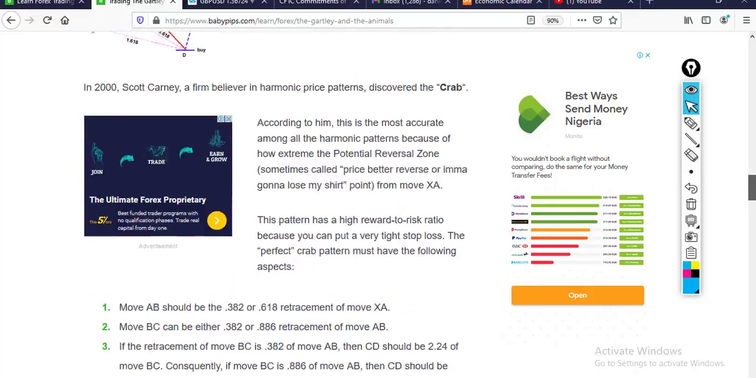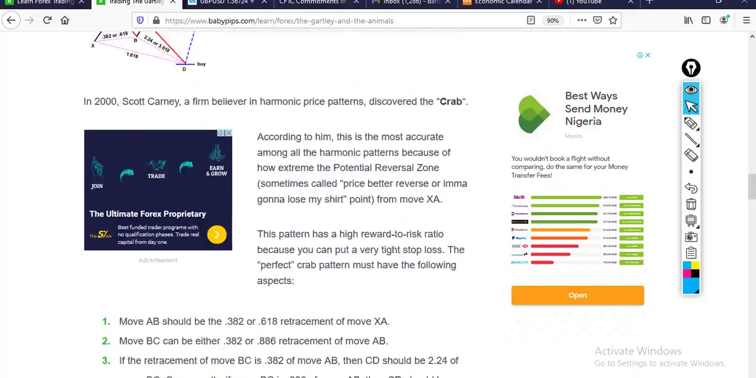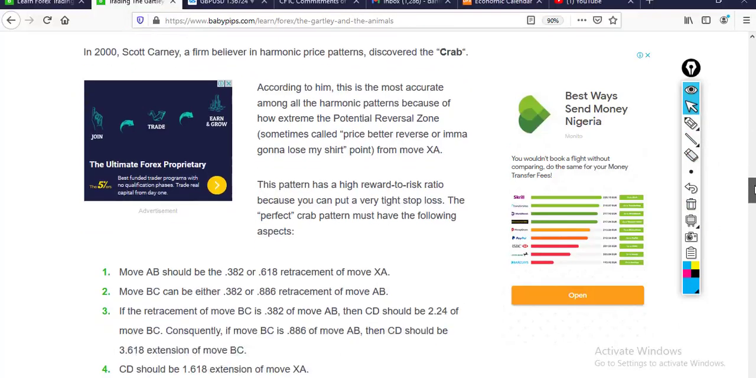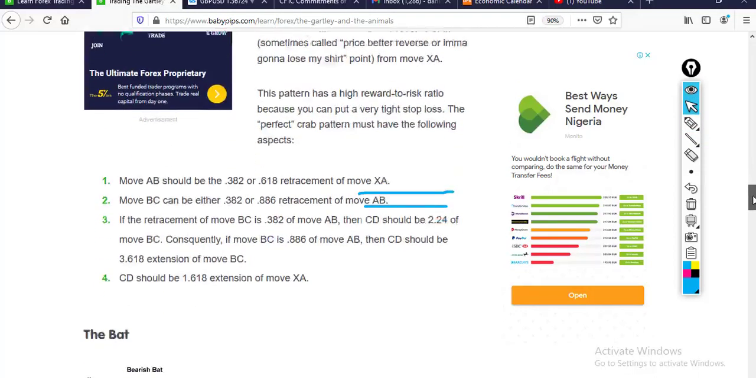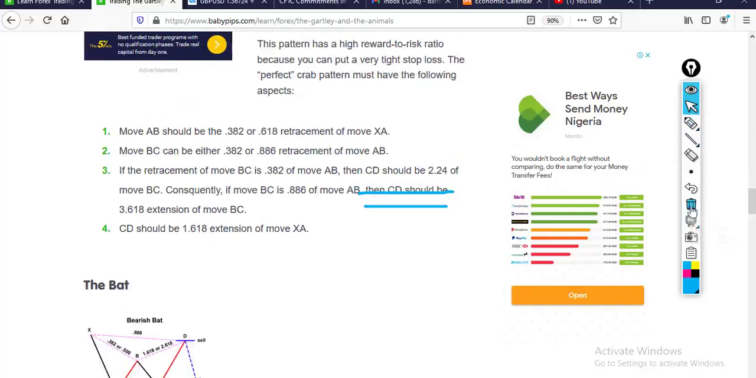The person who theorized the crab pattern was Scott Gartley in the year 2000, and he is a strong believer that the harmonic patterns actually work very well. According to him, the crab pattern has a high risk to reward potential, because you can put a very tight stop loss. However, the crab pattern has the following characteristics you must look out for.